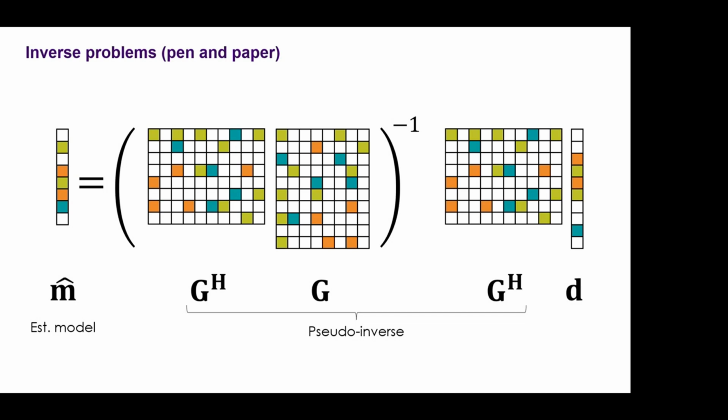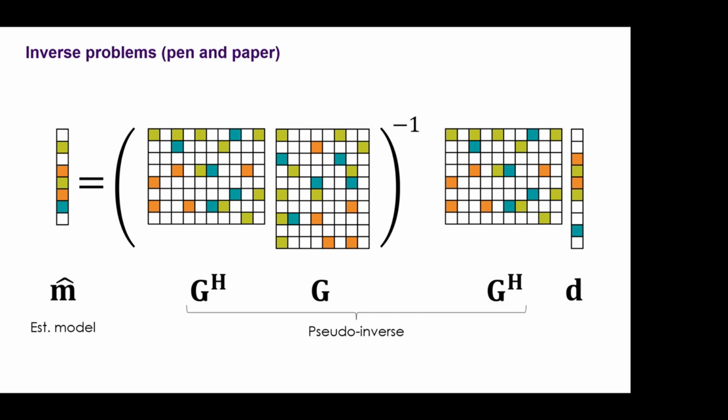That is nice because you can write it on a single slide. It tells you that if I take this matrix G and transpose and complex conjugate it, which is what this H superscript stands for, and I apply G^H to G, and I invert this matrix, then basically what I get is my closest estimate of the model in terms of minimizing the residual.